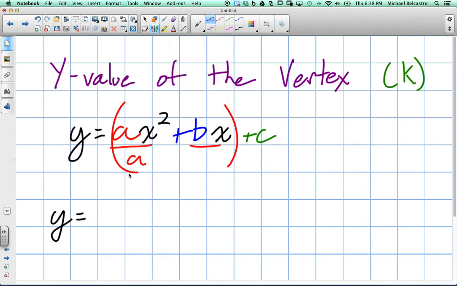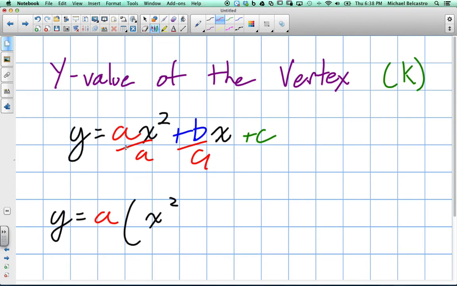So we have y is equal to, the a comes to the outside, and we'll have x squared, because we divide by a, right? When we divide these, the a's cancel out, plus we'll have our b over a times x, and then plus c.